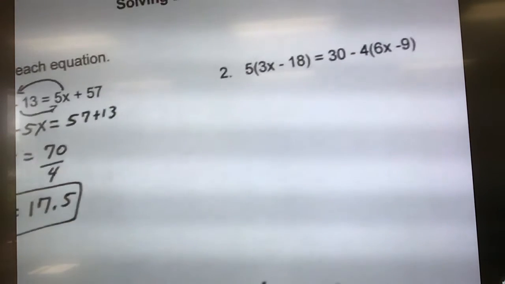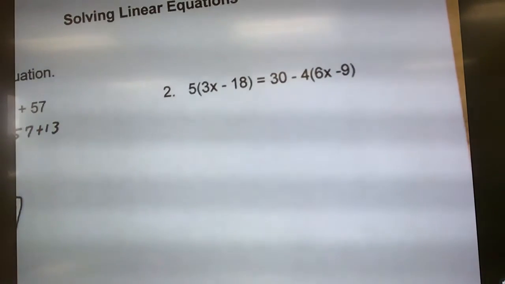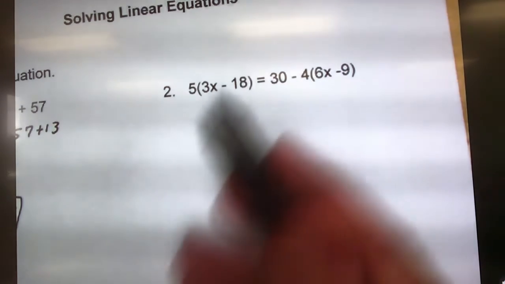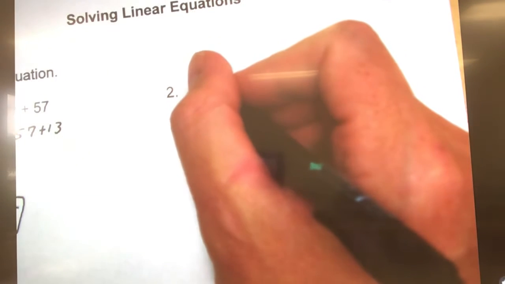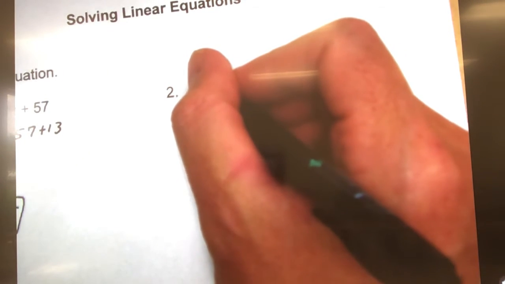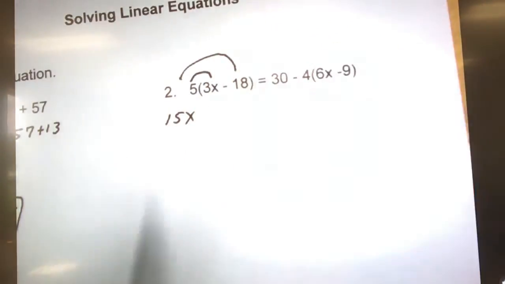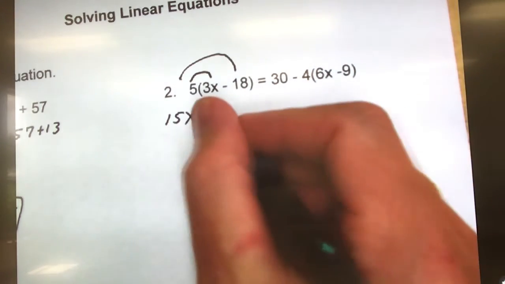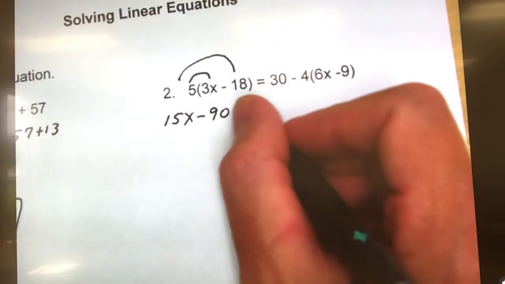Okay, moving on to number 2, we see that we have a number touching parentheses. Anytime I have a number touching parentheses, that means to multiply. And because there's more than one thing in parentheses, I am going to distribute. So everything will get to be multiplied by 5. 5 times 3x is 15x. 5 times negative 18 is negative 90, because a positive times a negative is a negative, equals.